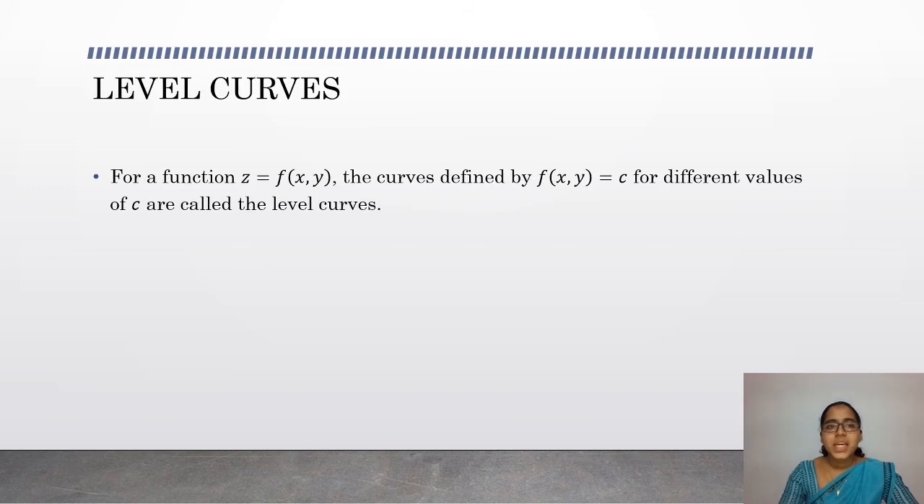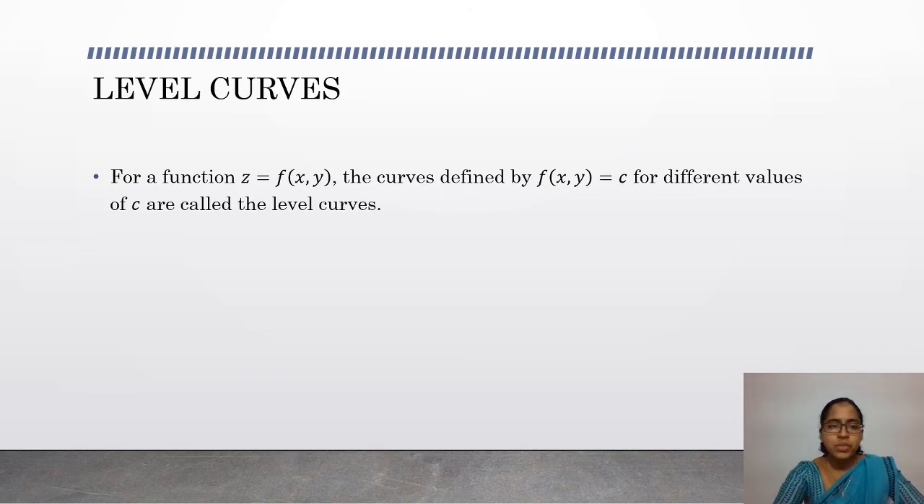Next we will discuss level curves. For a function z is equal to f of x, y, the curves defined by f of x, y equal to c for different values of c are called the level curves. That is, we are given a function of two variables, z equal to f of x, y. The curve obtained by f of x, y equal to c, for any value c that we give, is called the level curve of the particular function.